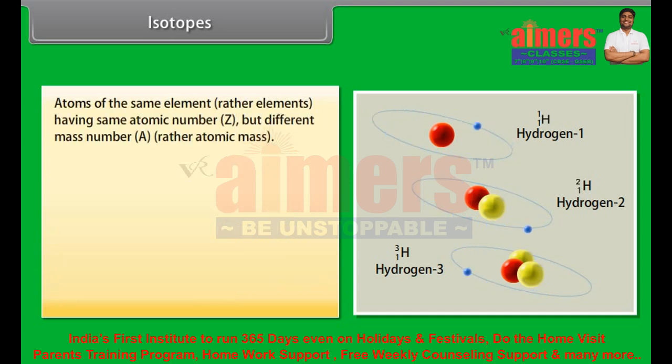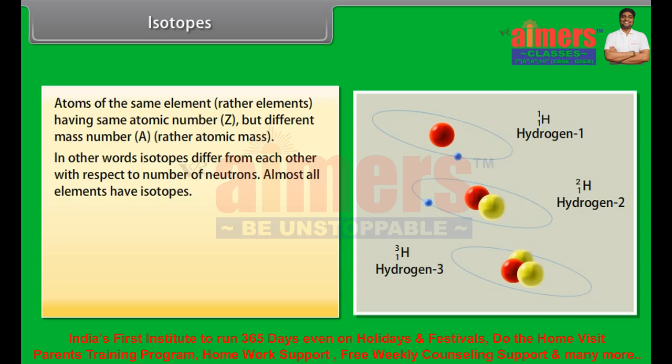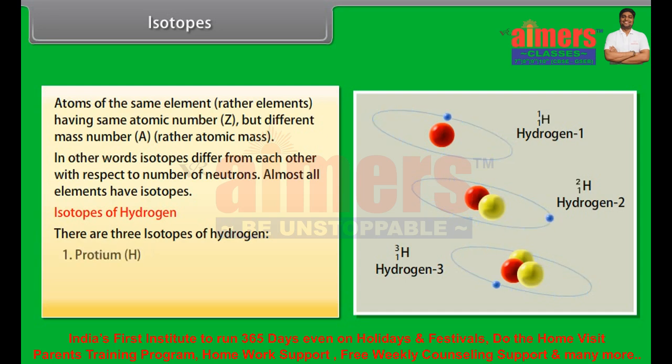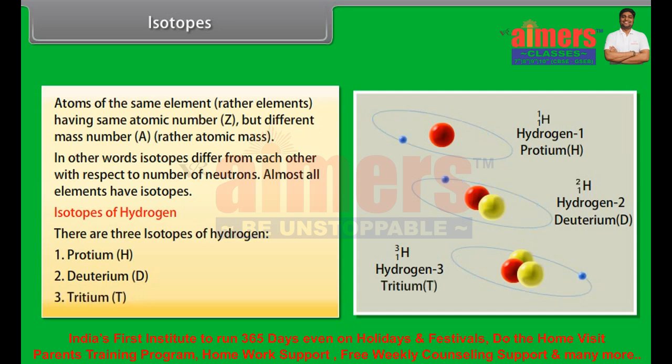Atoms of the same element, or rather elements having the same atomic number, Z, but different mass number, A, or rather atomic mass. In other words, isotopes differ from each other with respect to the number of neutrons. Almost all elements have isotopes. Isotopes of hydrogen. There are 3 isotopes of hydrogen. 1. Protium. 2. Deuterium. 3. Tritium.